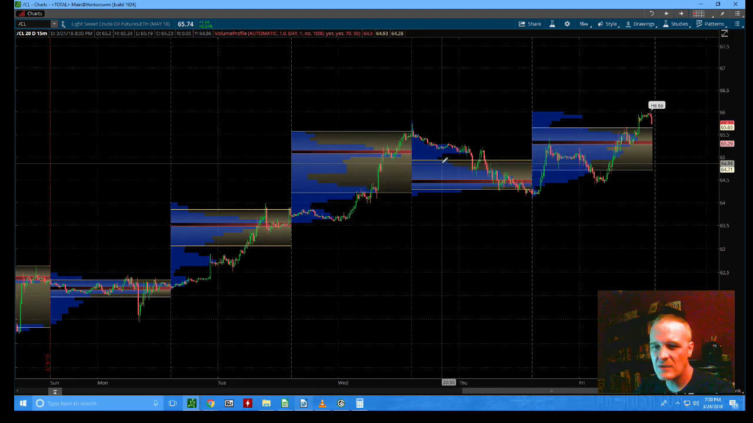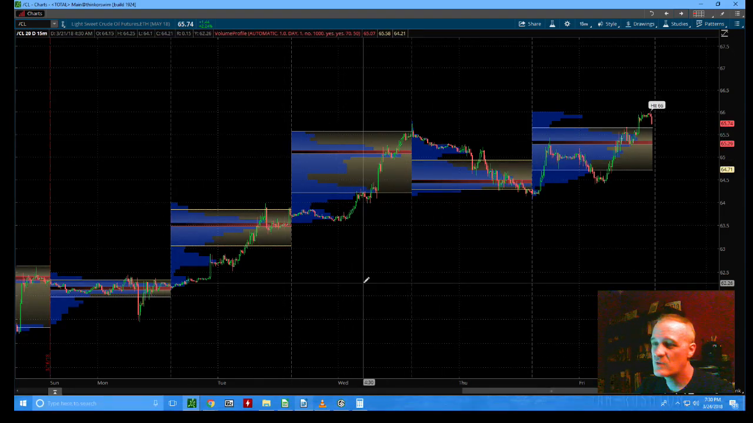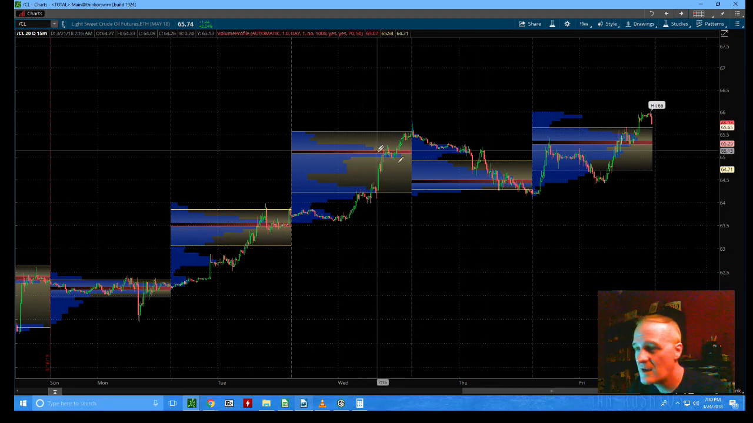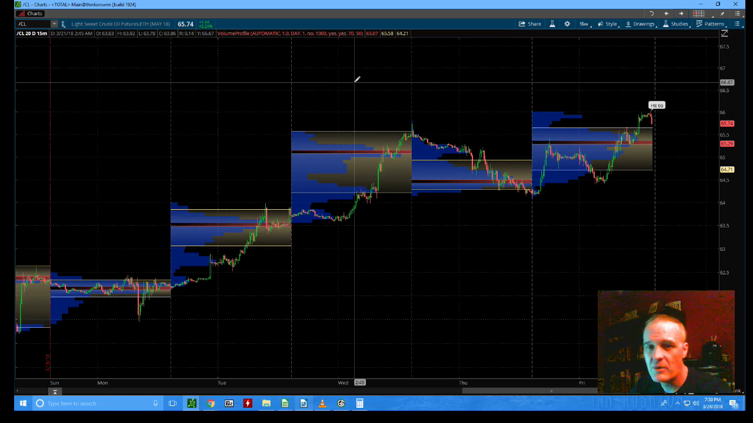The area between these two lines is called your value area. The reason why it's called a value area is that is where traders see fair value. Okay, that's where they agree upon the range at which fair value occurs.